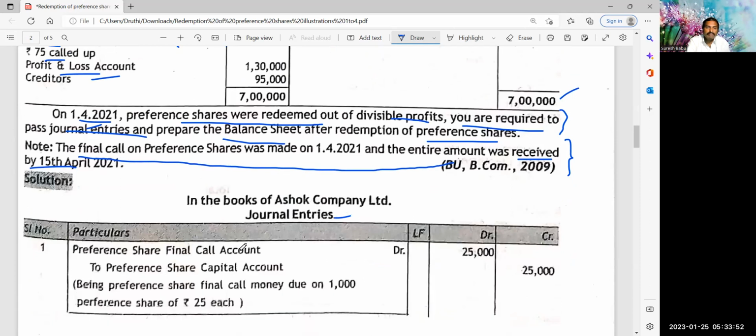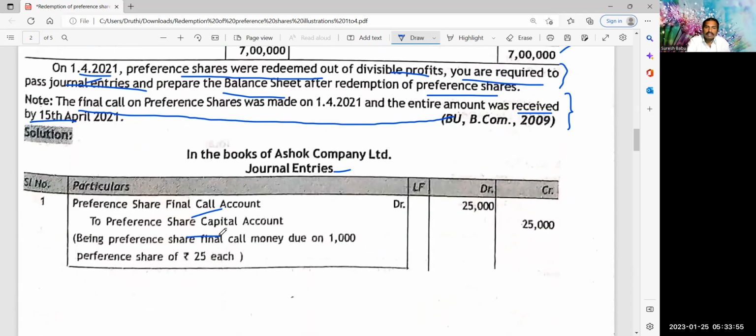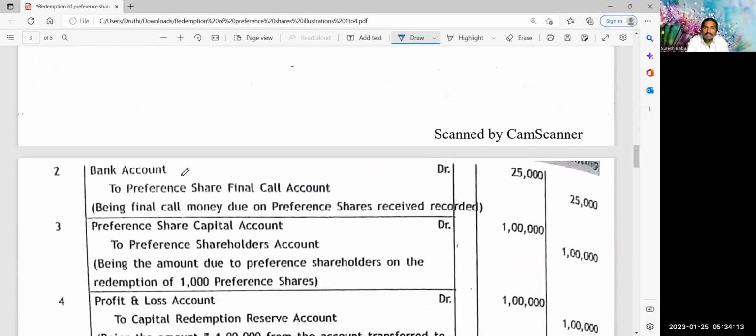See, first journal entry. Preference share final call account debit to preference share capital account 25,000. As this I have already explained. Correct? So, being preference share final call money due on 1,000 preference shares at 25 rupees each. This is due. Okay. Now, for receiving bank account debit to preference share final call account 25,000 debit, 25,000 credit. Being final call money received on preference shares recorded. So that means partly converted into fully.